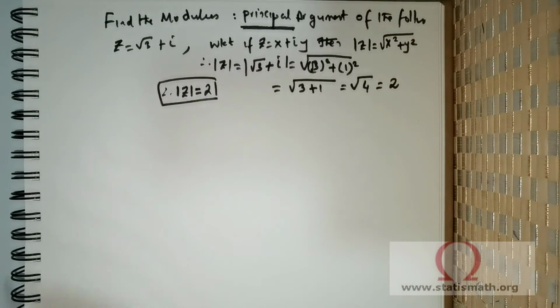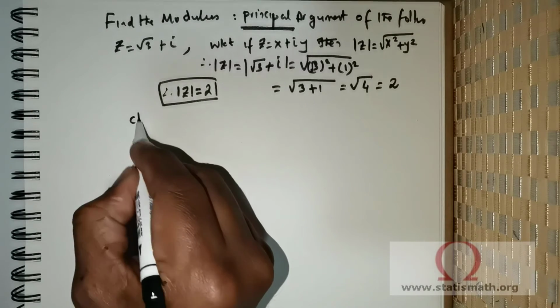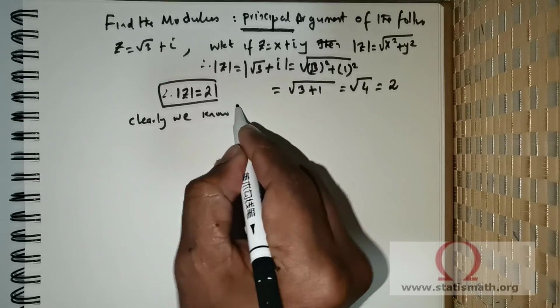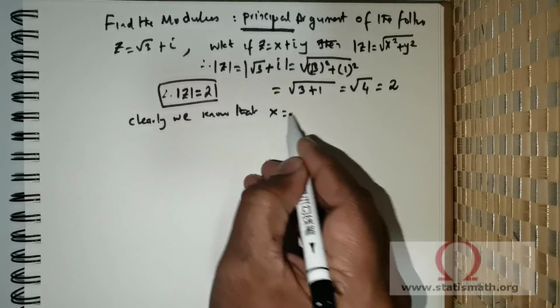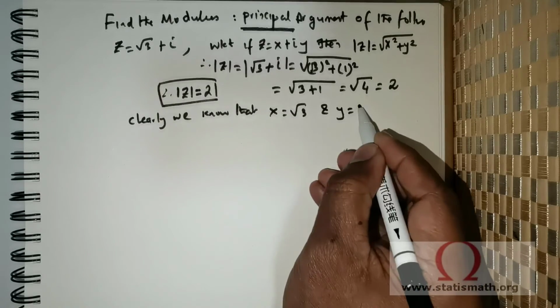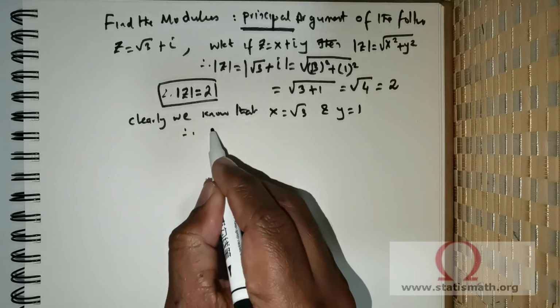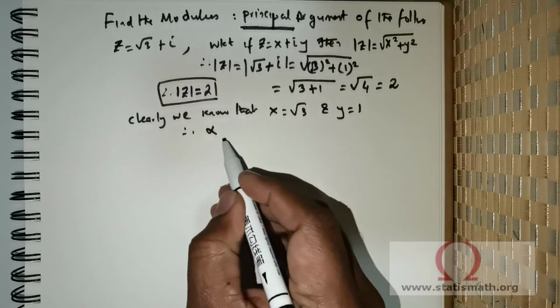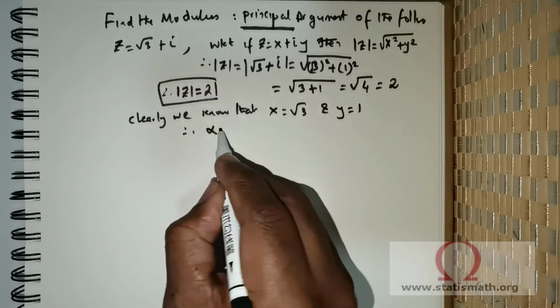Now from here we know clearly that x is equal to root of 3 and y is equal to 1. So therefore alpha, we are not finding theta because theta is a principal argument. We can only find alpha from this complex number.